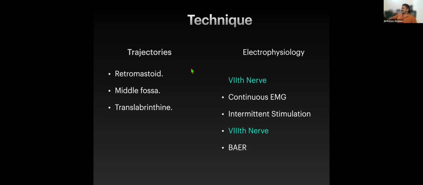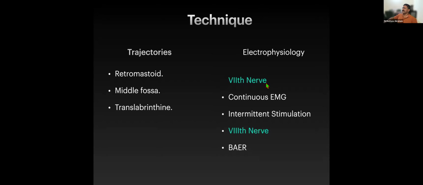Basically, there are 3 trajectories when you approach a vestibular schwannoma. There is a retromastoid, a middle fossa, and a transpetrosal. And when it comes to the electrophysiology, the 7th nerve you have to protect with continuous EMG and maybe intermittent stimulation, and the 8th nerve with brainstem auditory responses.